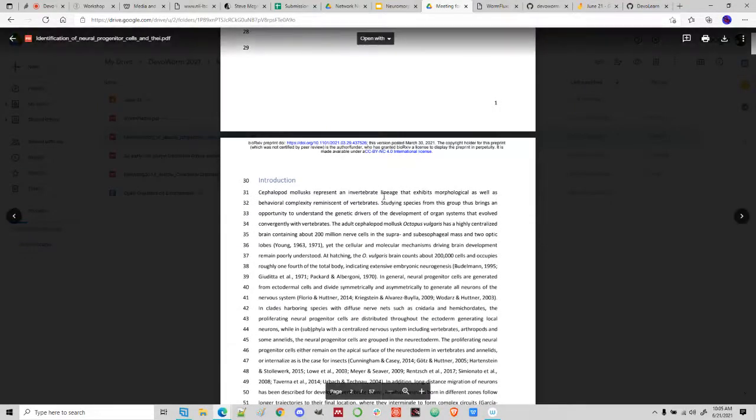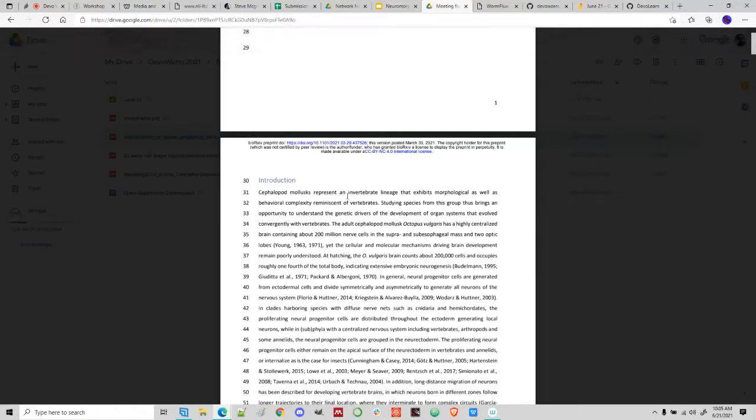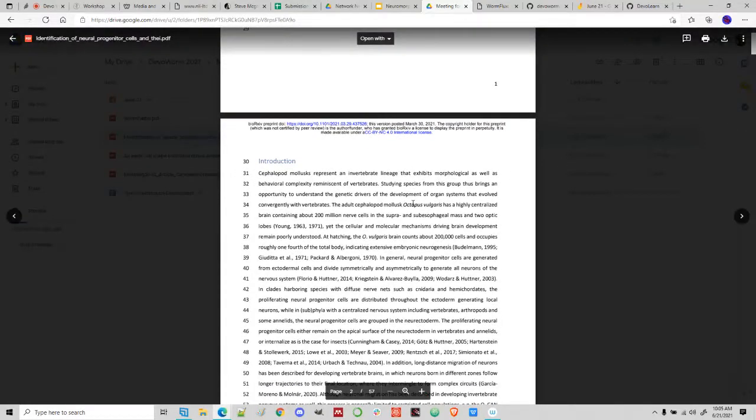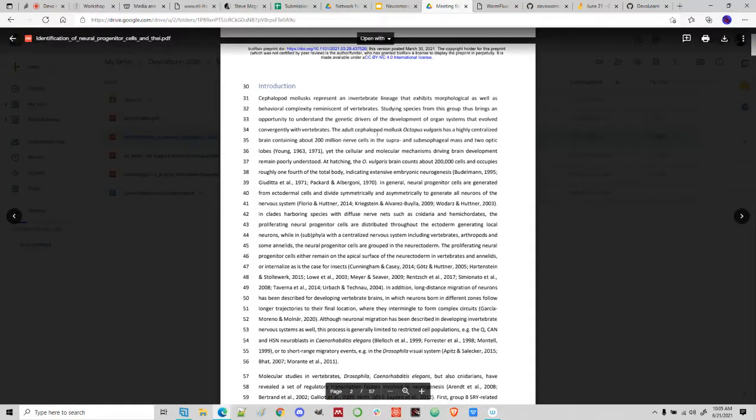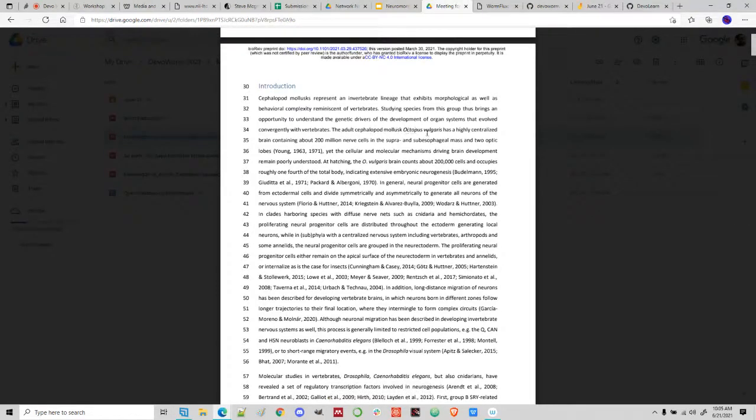So cephalopods are invertebrates, so they have a very different origin than mammalian brains. Not that different. I mean, they come from the same common ancestor at some point, but the trajectory of their brain development is different, and the actual brains look different. So let me see if I can find an image. Actually, let me go through this part here where they talk about the adult cephalopod mollusk, Octopus vulgaris.